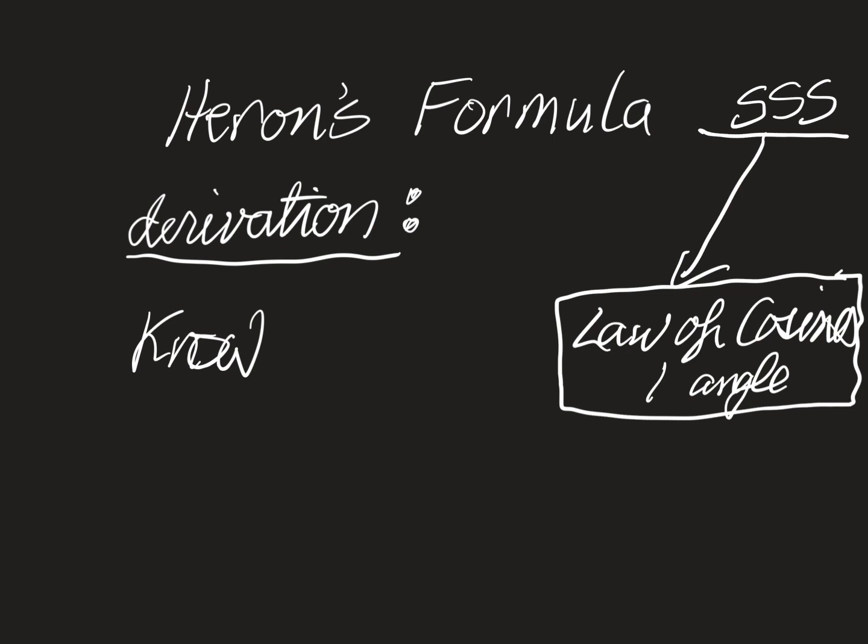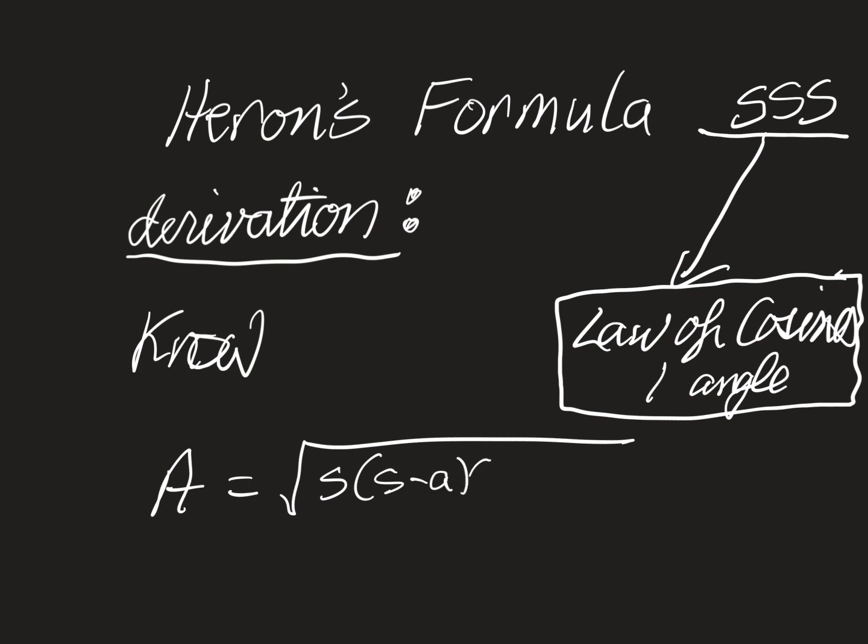So it's worth it for you to look at it, see how it's done, and go, wow, that's really clever, because it leads to a really interesting formula. Area is equal to the square root of s times (s minus a) times (s minus b) times (s minus c). And a, b, and c are the sides of the triangle.